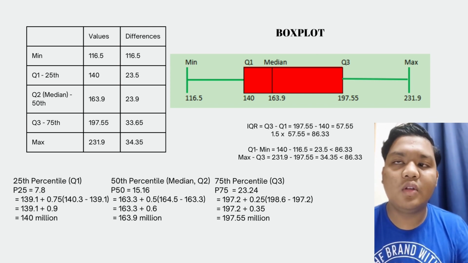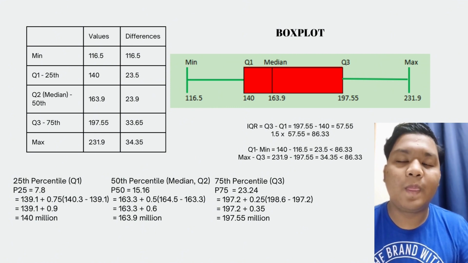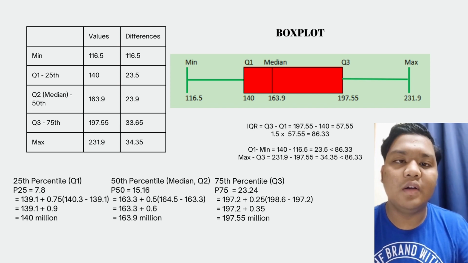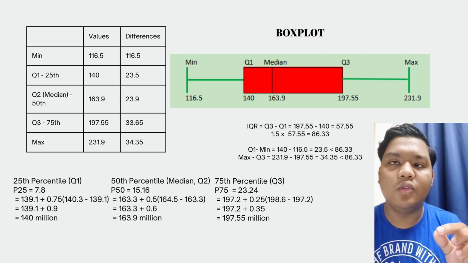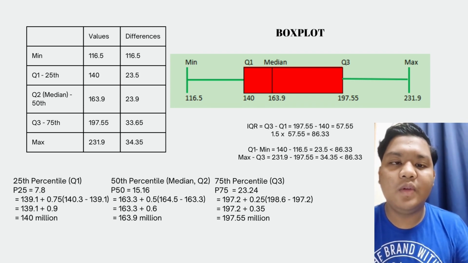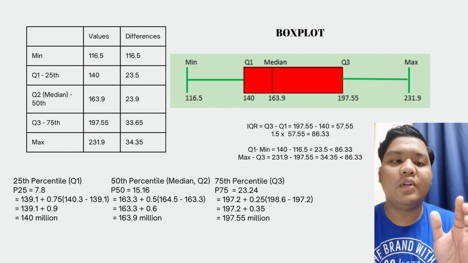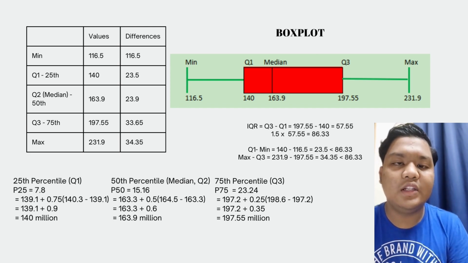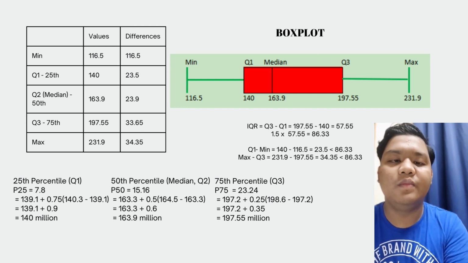And for the first quartile, second quartile, and the third quartile, we need to use the formula to get the answer, which is below the table and the box plot. We already use the formula to get the value. And for the box plot, we need to find the difference between each quartile. So we get the distance from the minimum to the first quartile, to the second quartile or median, to the third quartile, and until the maximum value.